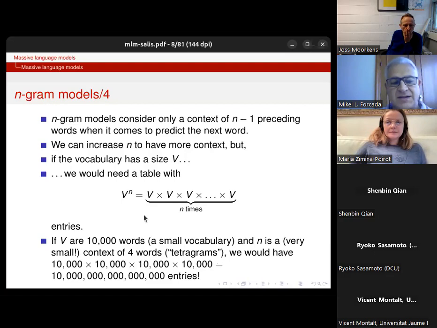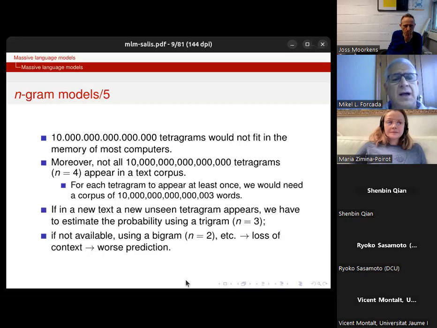So you have a vocabulary of, let's say, 10,000 words, and n is a very small context of just 4 words, which is the tetragrams. Then we would have this big number of entries in the table, which is clearly unfeasible. That doesn't fit in the memory of most computers. And you cannot even see them in a text corpus, because to be able to see at least each of them once, you would need a corpus about the same size in words, so you don't store all these tetragrams.